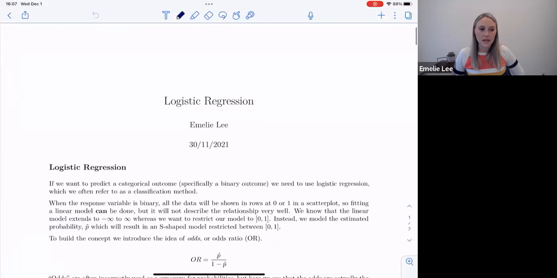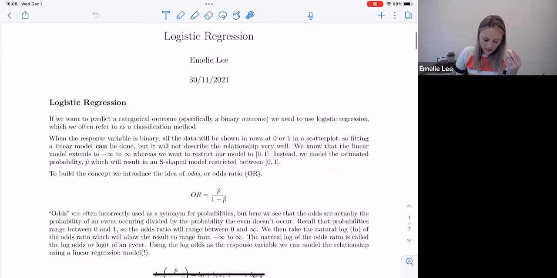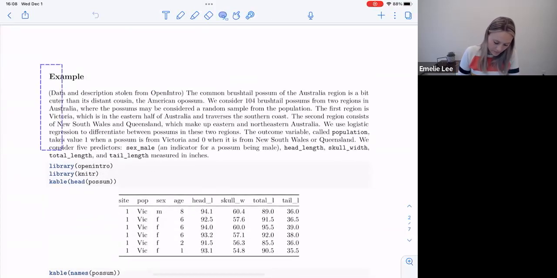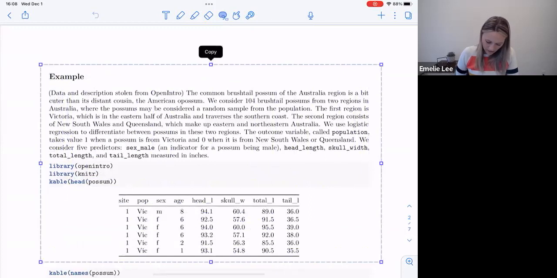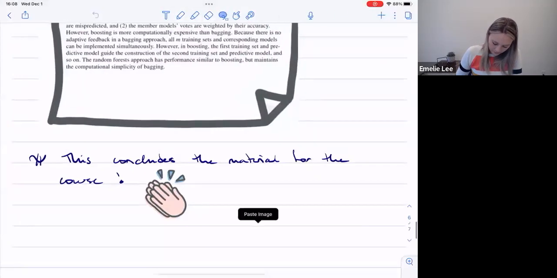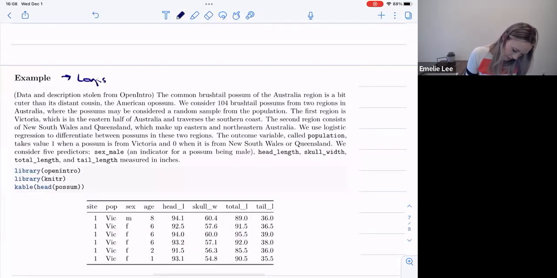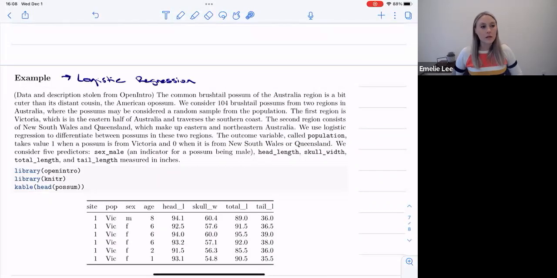So here's the PDF that I posted. This is just a quick summary of that video that I posted from Friday. So if you haven't watched it, then you'd have to watch that first. Okay. But then what I wanted to show you is this example. Example of logistic regression. Okay. If you haven't watched that video yet, this will make no sense.